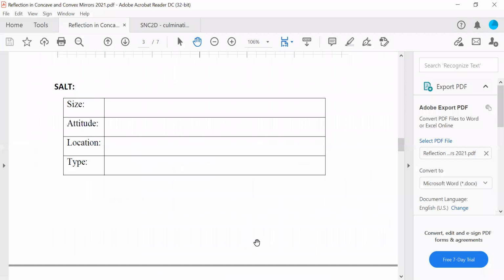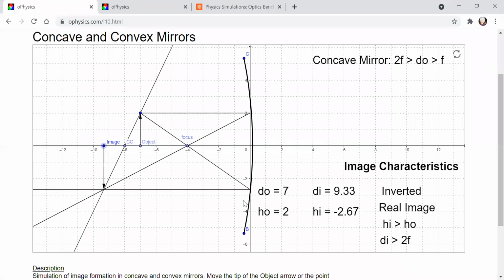Okay. Next for attitude, you need to figure out, is it upright or is it inverted? Inverted means upside down. The object is pointing up and the image is pointing down. So are they both going in the same direction or opposite directions? Opposite. So this is inverted. Next to attitude, write inverted.